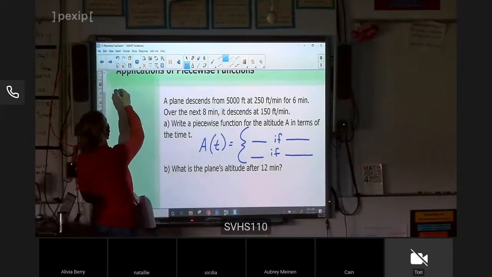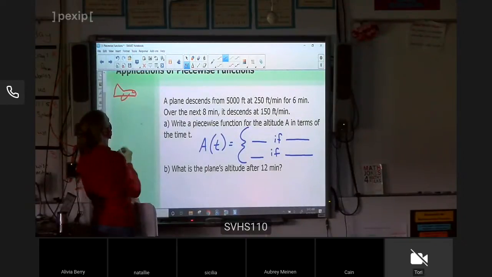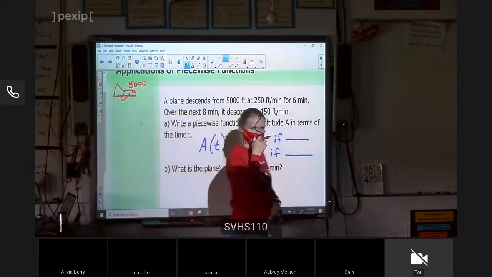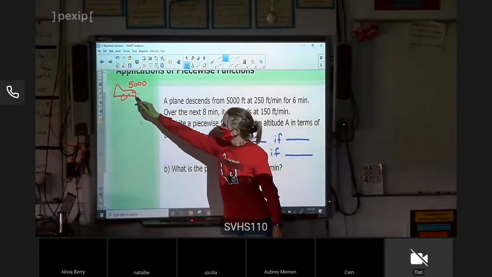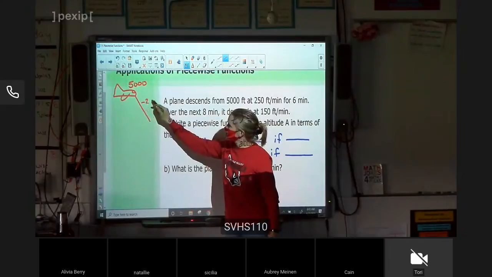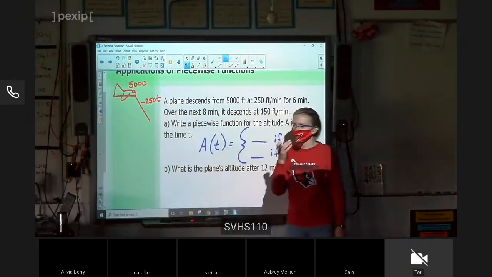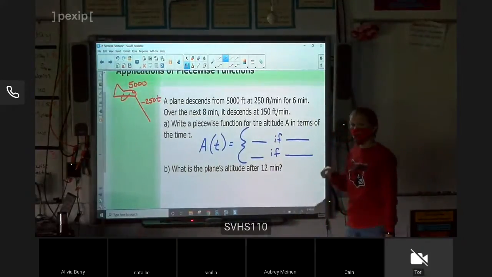So let's think about this visually. We got a plane. Right now this plane is at 5,000 feet, and it starts its descent. It's coming into the airport. It starts descending at a rate of 250 feet per minute. I'm going to use T for my time, for my minutes. And it does that for 6 minutes.